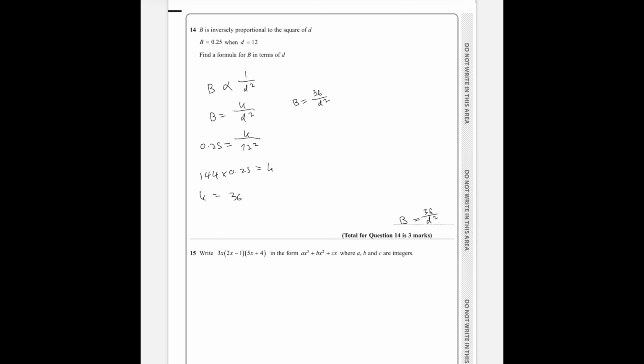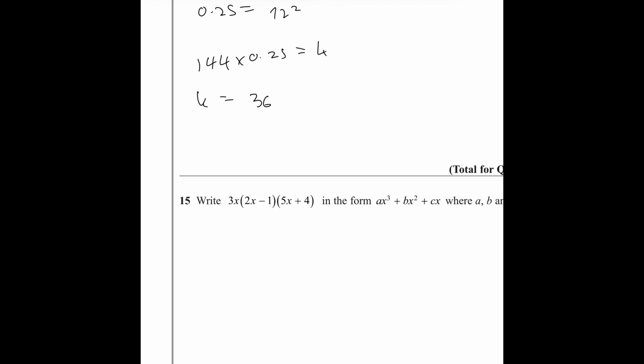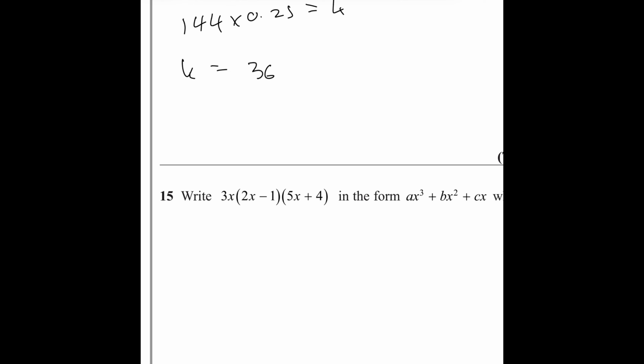Next we have to expand into a cubic, which is quite hard because there's a lot of multiplication. You could get stuff wrong, so go slow again. Now, what I like to do is multiply two of the terms first, and then multiply by the other one. So that's what I'm going to do. I'm going to do 3x times 2x, which is going to give us 6x squared. And I'm going to do minus 1 times 3x, which is minus 3x. And now that's basically what you're going to multiply 5x plus 4 by.